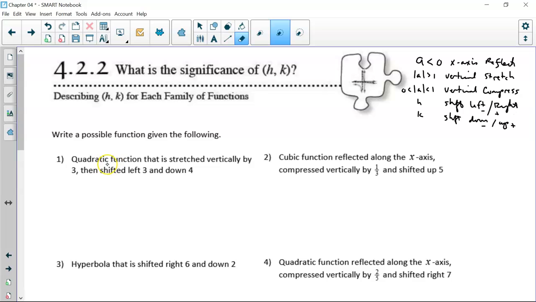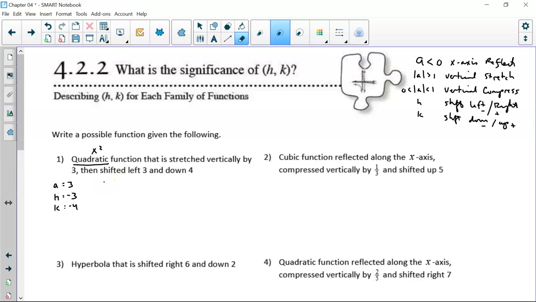So for one, it's a quadratic function. So we know we have an x squared. Stretch vertically by 3. So that tells us that a is 3. Shifted left 3. So h is negative 3. And then down 4. So k equals negative 4.